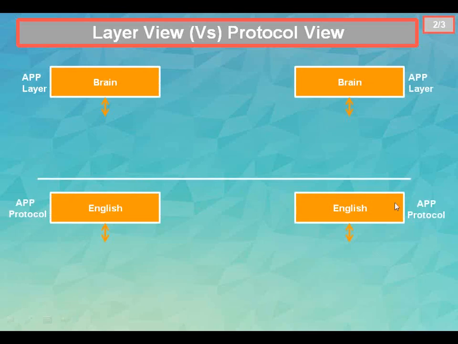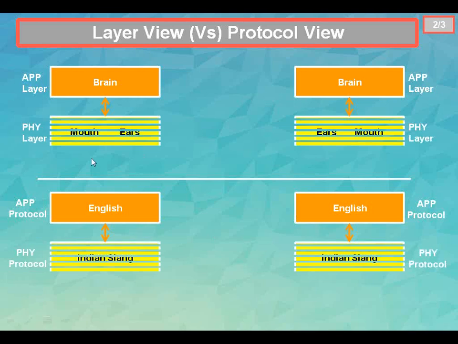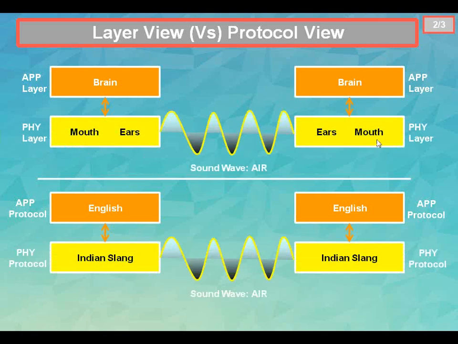Application layer versus application protocol. The application layer is the brain, the one that is generating information. What kind of information? English. That is the protocol. Differences between layers and protocols. Okay, the physical layer is the mouth and ears.